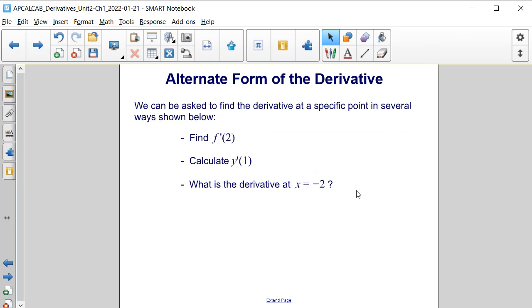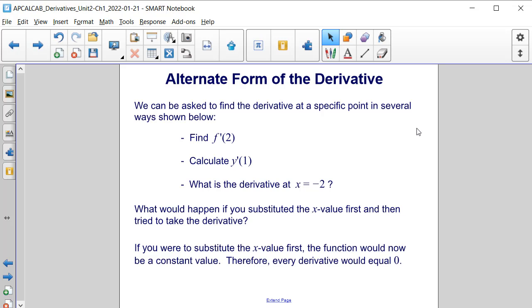We can be asked to find the derivative at a specific point in several ways shown below. For example, find f prime of 2, or calculate y prime of 1, or what is the derivative at x equals -2? What would happen if we substituted the x value first and then tried to take the derivative? Well, we would get a function evaluated at a specific point, which is a number. So it's a constant value, and therefore every derivative would equal 0.